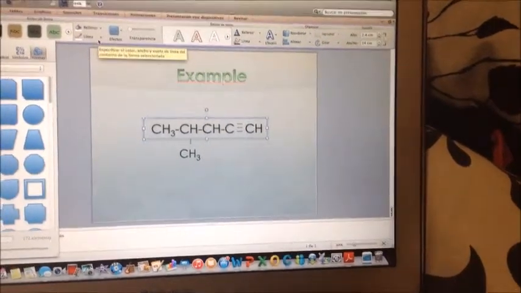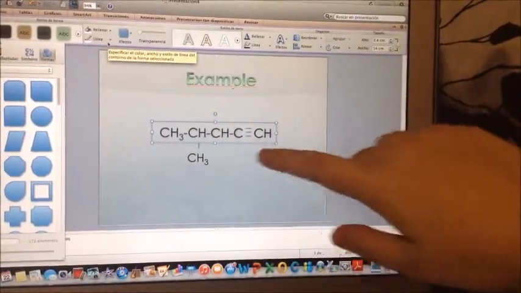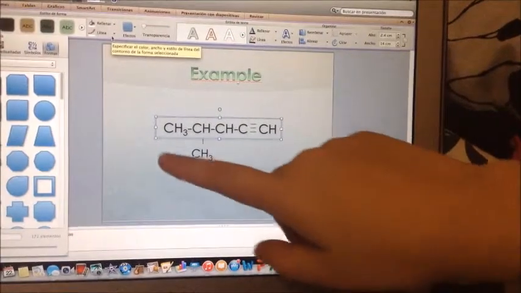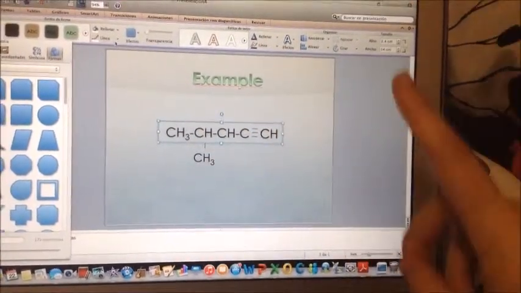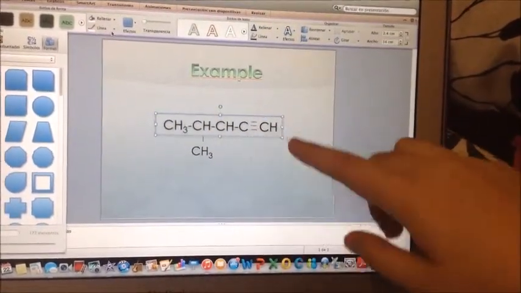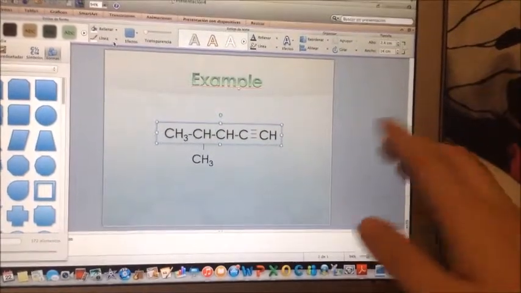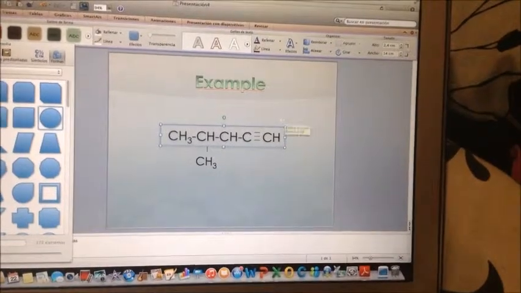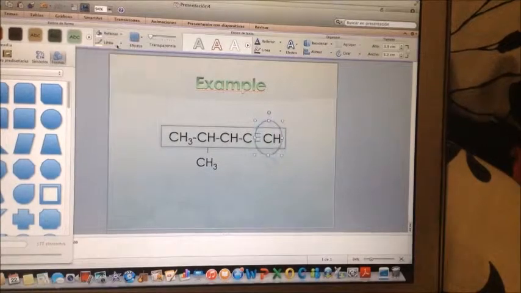Then we have to number the chain so that the double bond has the lowest possible number. For example, if we begin to count from the left, it will be 1, 2, 3, 4, 5. But if we begin to count from the right, it will be 1, 2, 3, 4, 5. That's why we will choose to begin counting from the right, so it will have the number 1. To recognize it, I will put it in a circle, so you'll recognize that it is the number 1.